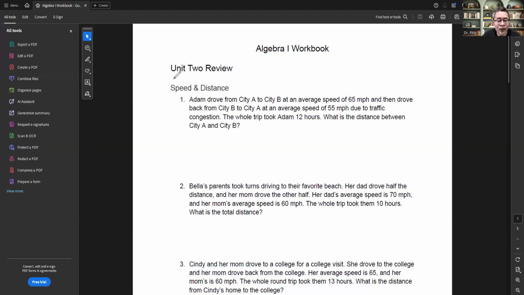Today we're going to have a Unit 2 review. Now, Unit 2 is about problem solving, specifically to solve word problems. A lot of students have difficulty with the problem.